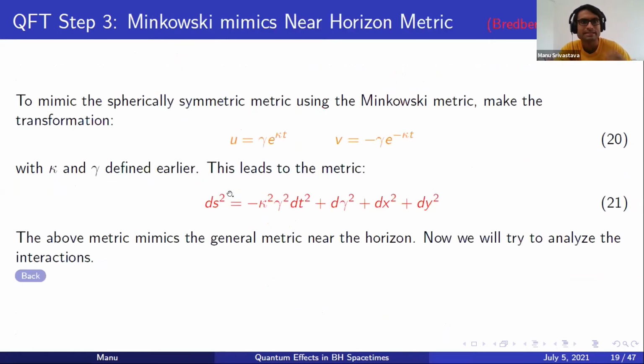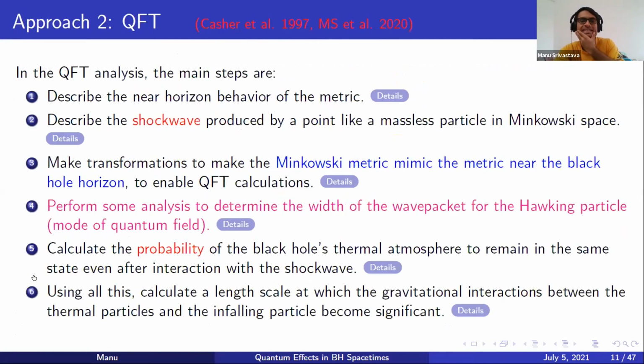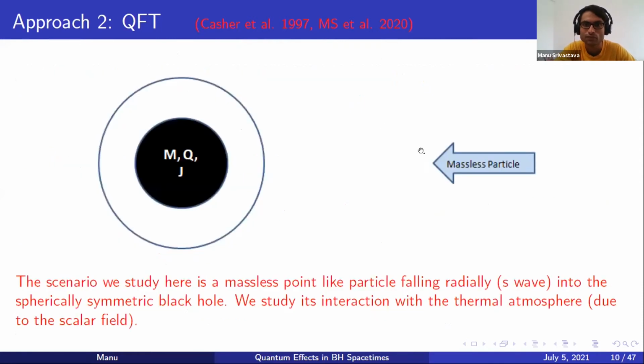This next slide is just to give the coordinate transformations in which this Minkowski metric mimics our near horizon metric. So I'll move on to the next step now. We have a shock wave: the effect of the massless particle is a shock wave, and we want to study the interactions between this shock wave due to the massless particle and the Hawking quanta.